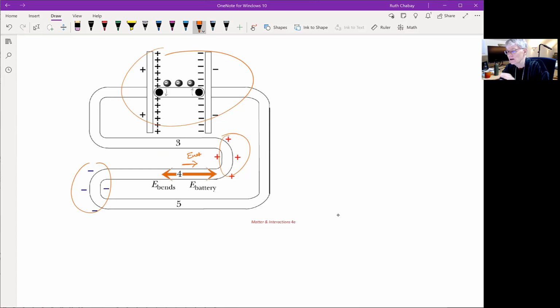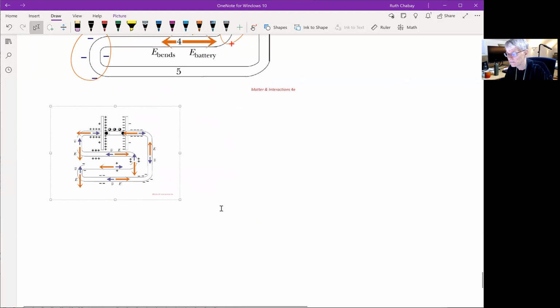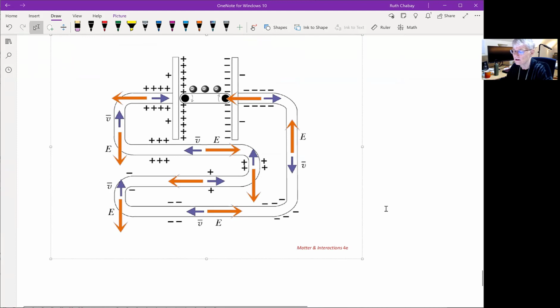So do you have a question about that? Okay. So what we're going to get is charges keep building up until, just like the way a block polarizes until E is 0 at equilibrium, charges build up until the electric field is the same everywhere in the circuit. And yes, that's right. It keeps going until the electric field of the bend works out. This is called feedback.